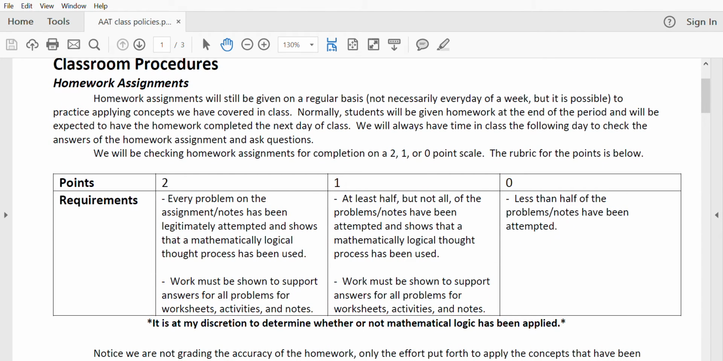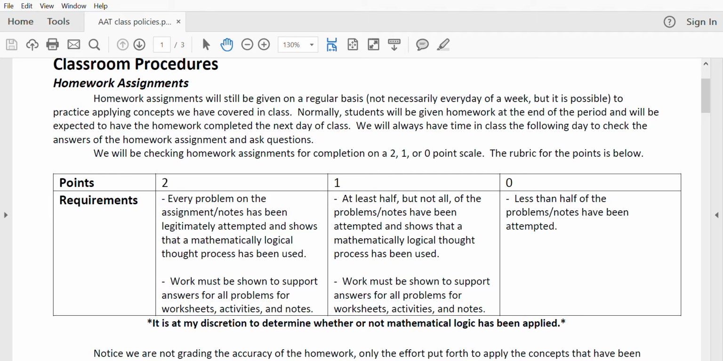So first up, homework. This is an important one to make sure you understand because probably most of your classes are all doing homework slightly differently. I will assign homework on a regular basis. It might not be every day, but it'll be at least probably every other day. And we'll have time in class to go over answers, to ask questions, to do things like that. But I will never collect or grade a homework assignment the following day.